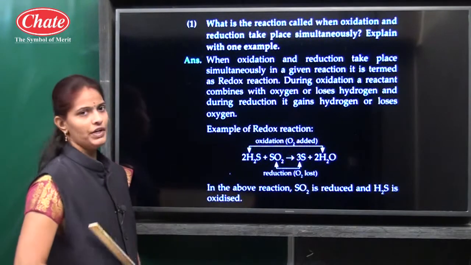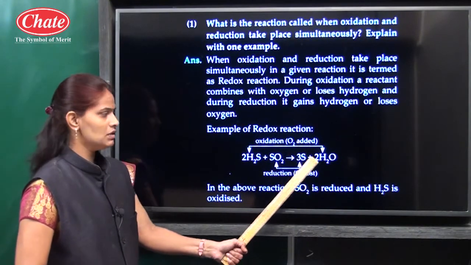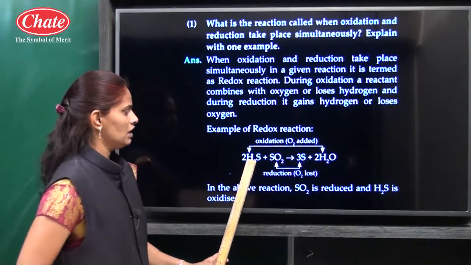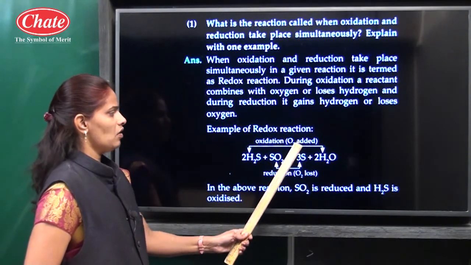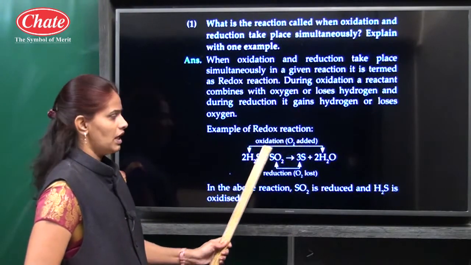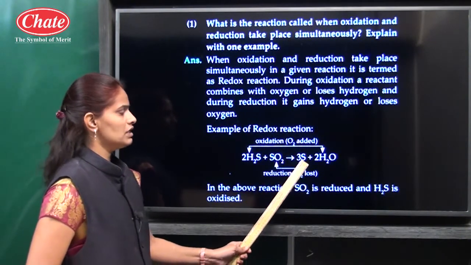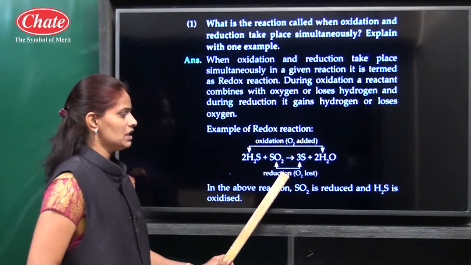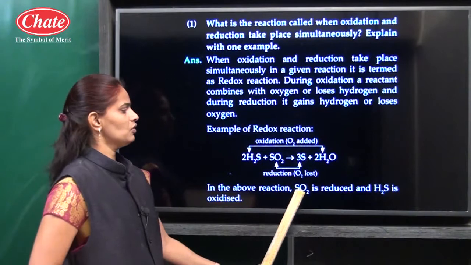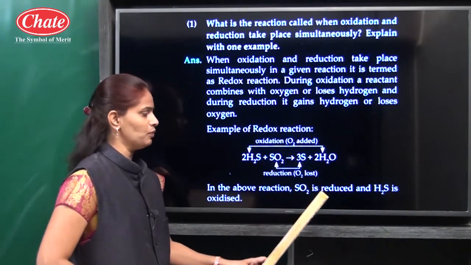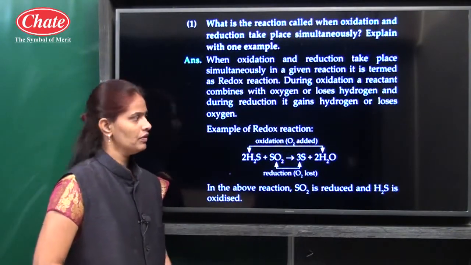So see the example of redox reaction. Here H2S plus SO2 gives 3S plus H2O. Here H2S converts into a water molecule, it means oxygen gets added, so we get an oxidation reaction. SO2 reduces to sulfur, it means it is a reduction reaction because oxygen is lost here. In the above reaction, SO2 is reduced because oxygen is removed from SO2, and H2S is oxidized because oxygen is added to H2S.